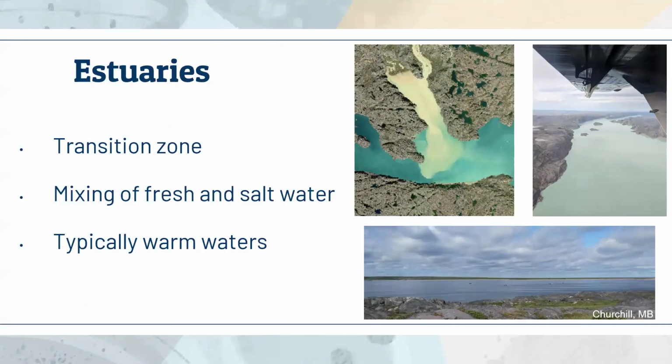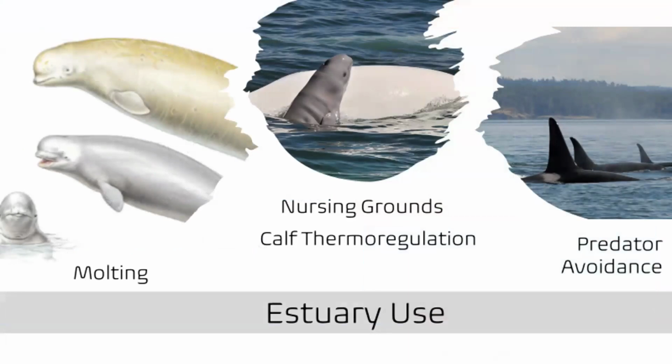So estuaries, there's various definitions depending where you look, but they're essentially transition zones where fresh water is mixing with salt water, and these waters are typically warmer than the surrounding salt water. And belugas use various estuaries throughout the Arctic for various potential reasons. The first one being molting. Belugas go through an annual molt where they're essentially getting rid of that dead, hardened skin on the outside to have that fresh white color underneath. And it's believed that the estuaries help with this, with the warmer waters, as well as the bottom where they're able to scrape along and roll.